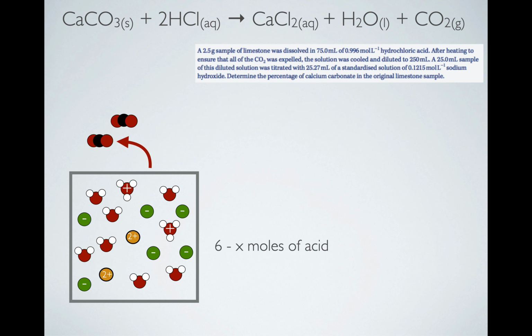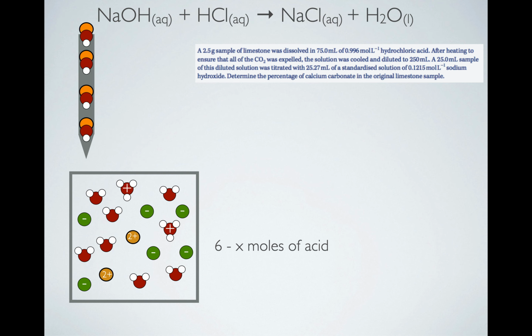I'm going to put those molecules in, and I get some number less than that of acid. So I've used up some of the acid, and 6 minus some number of moles of acid are left over. And look, the carbon dioxide's floating away. So I know I've got some number less than that. What I'm going to do then is titrate that remaining acid with a base.